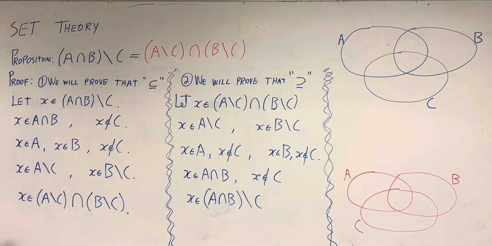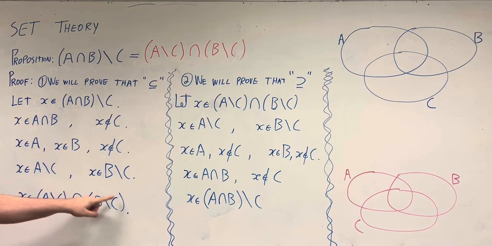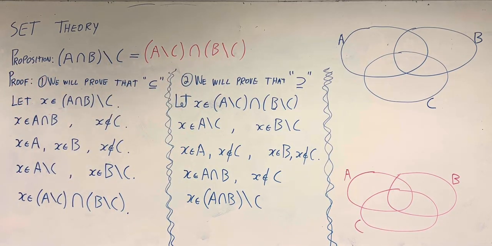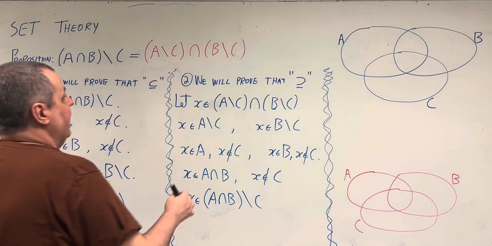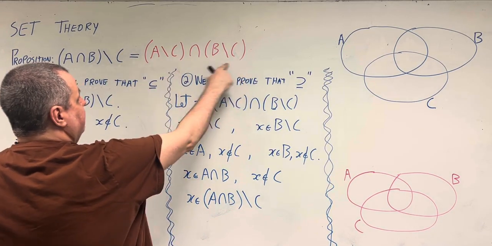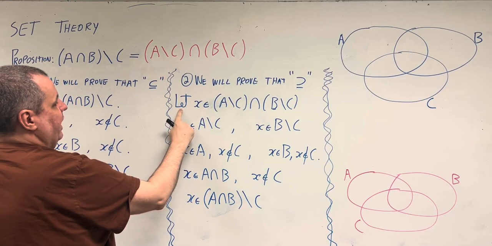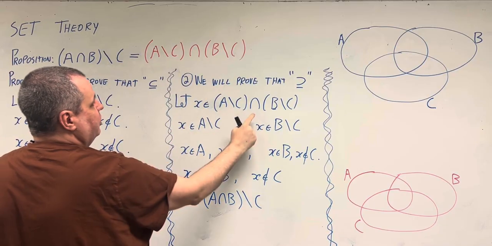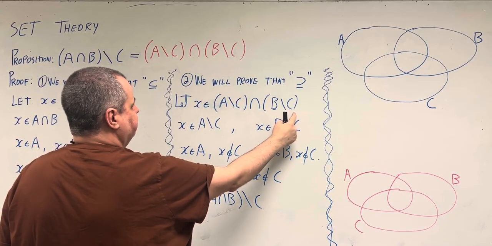Okay? So what did I do? I started with any generic element of this set here and proved that x must be an element of this set here. Okay? Now let's do the other way around. Let's start with an element of this set here. So let x be any arbitrary element of A minus C, intersection with B minus C.